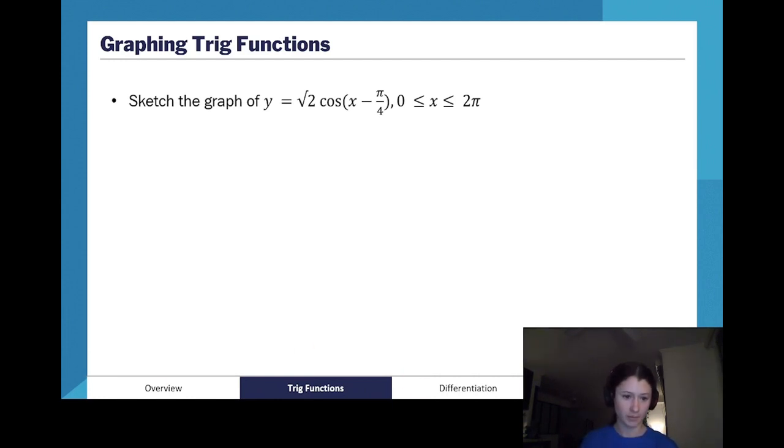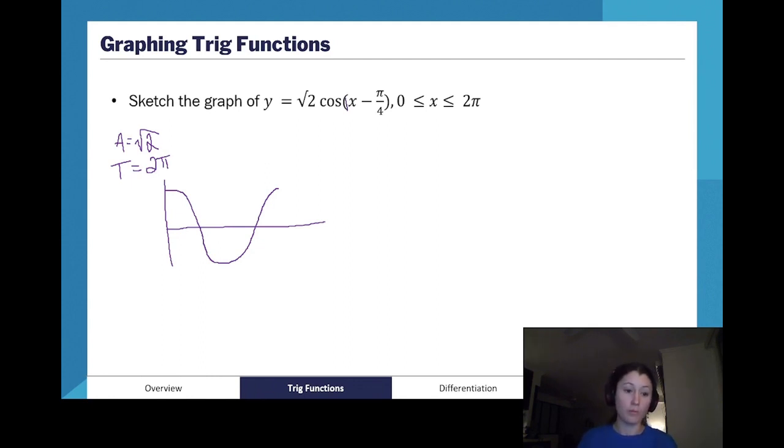So let's start by writing out what we know. We know that the amplitude is root 2. We know that it's going to be along that x-axis because we don't have a vertical shift. And we also know that it's a positive cos function. So our original function is going to look like this. Our period is going to be 2 pi because b here is just 1, so it's going to end here.